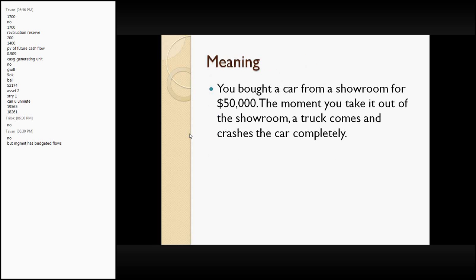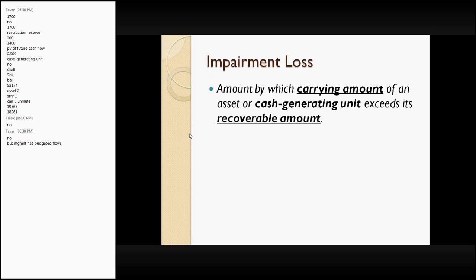Okay. So this I have already discussed with you, that you bought a car from a showroom for 50,000. The moment you take it out of the showroom, a truck comes and crashes the car completely. So hope you understand what is the meaning of impairment now. Has it suffered impairment? Yes. Simply an amount by which the carrying amount of an asset or cash generating unit exceeds its recoverable amount. Isn't it? If the recoverable amount is lower than the carrying amount, that means the asset has suffered impairment.